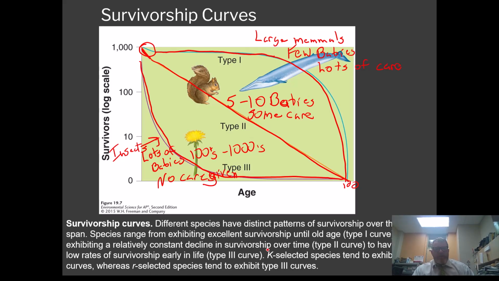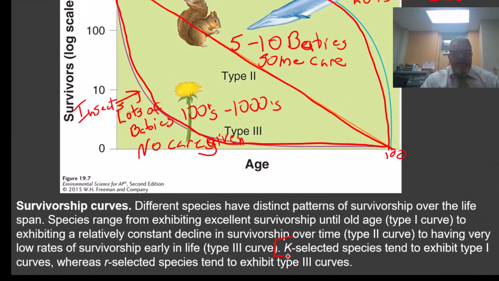Now, last little part we'll talk about is down here at the bottom. We have K selection and R selection. Okay, so K selection is type 1, lots of care, few babies. R selection is lots and lots of children, but once again, no care at all. So K is going to be type 1, and R is type 3.